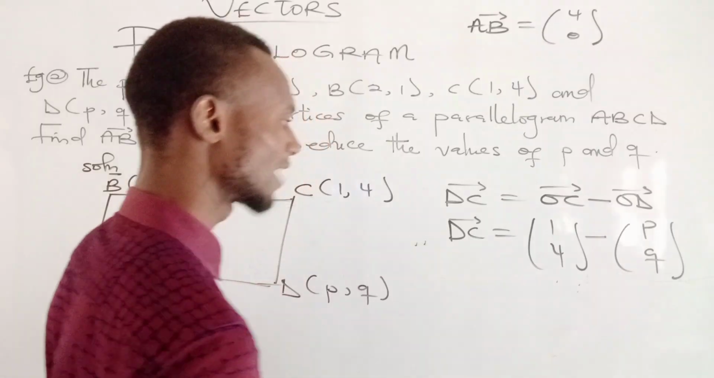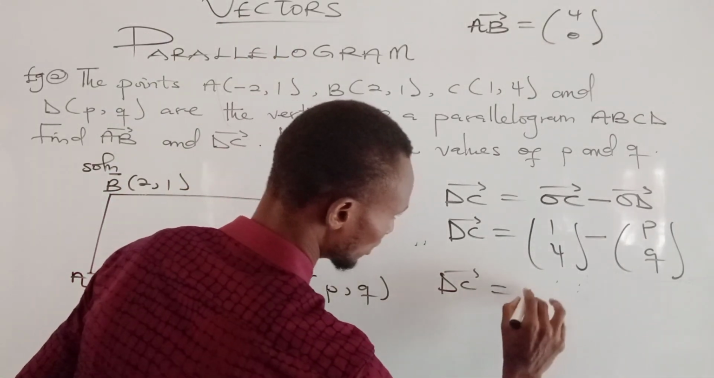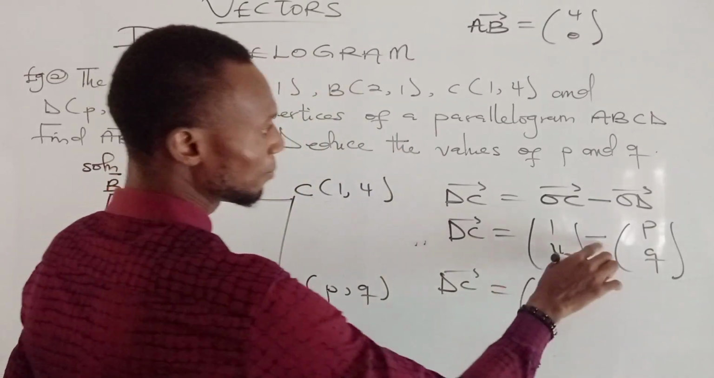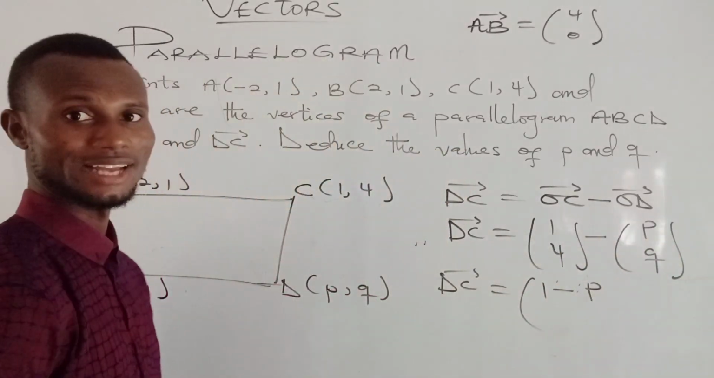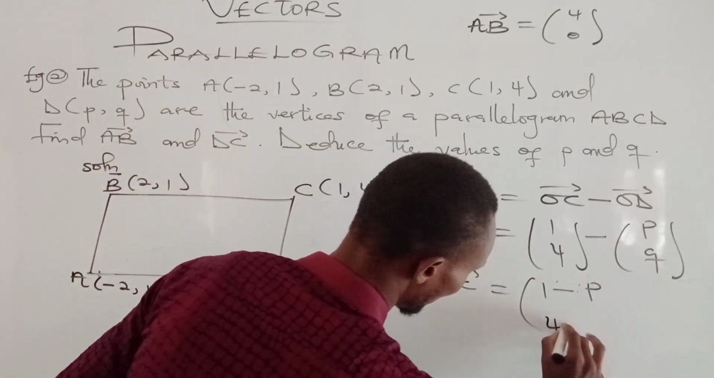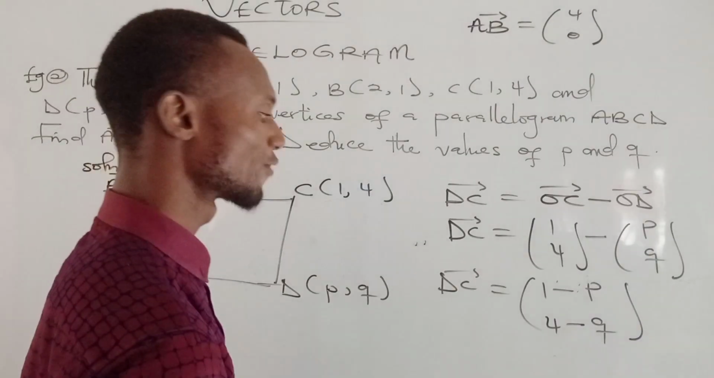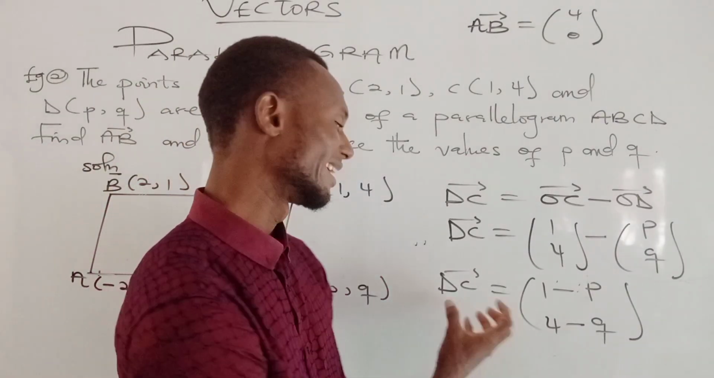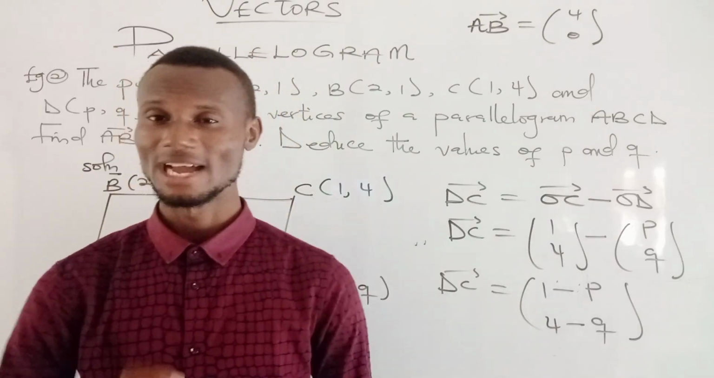Okay, so now let's simplify further. My vector DC will be equal to 1 minus P, then 4 minus Q. So this is your answer for finding the vector DC. I hope the explanation is clear enough up to this point.